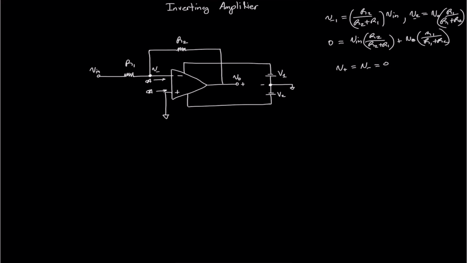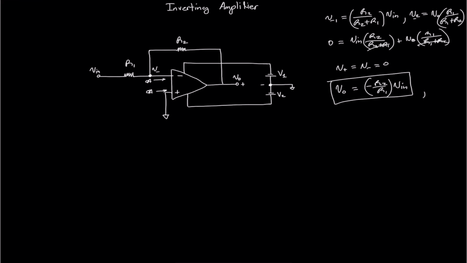Setting V minus to 0, if we multiply both sides of the equation by R2 plus R1, those cancel out. We move V out to the left. Then this becomes negative R2 all over R1 times V in. And that is our output voltage.